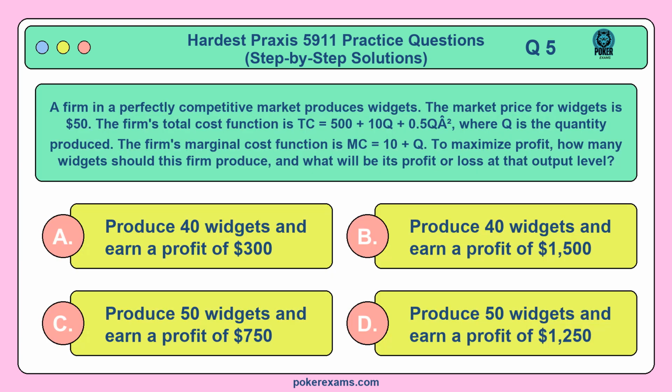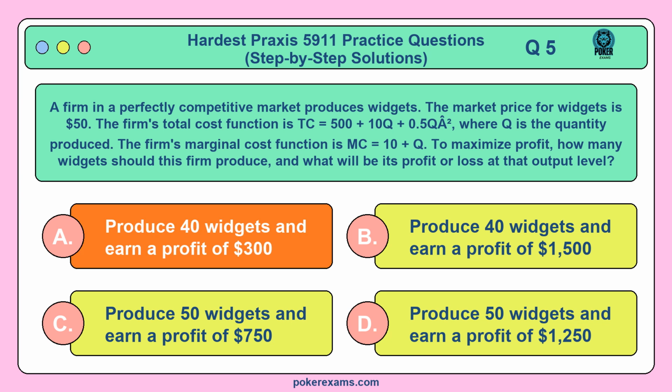Question 5. A firm in a perfectly competitive market produces widgets. The market price for widgets is $50. The firm's total cost function is TC equals 500 plus 10Q plus 0.5Q^2, where Q is the quantity produced. The firm's marginal cost function is MC equals 10 plus Q. To maximize profit, how many widgets should this firm produce, and what will be its profit or loss at that output level?